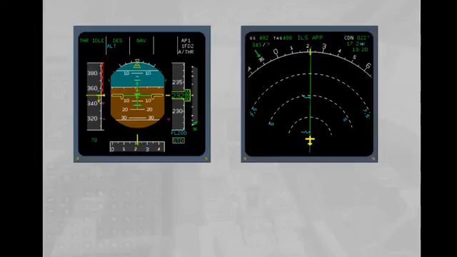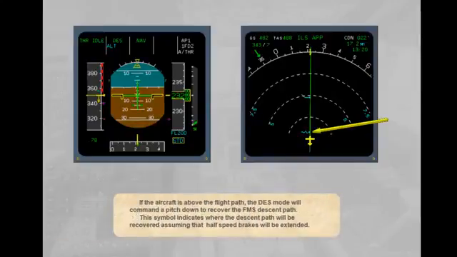If the aircraft is above the flight path, the descent mode will command a pitch down to recover the FMS descent path. This symbol indicates where the descent path will be recovered, assuming that half speed brakes will be extended.